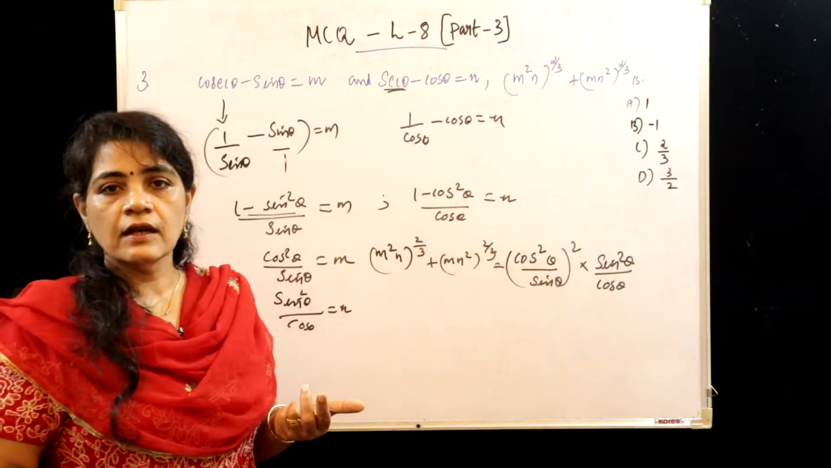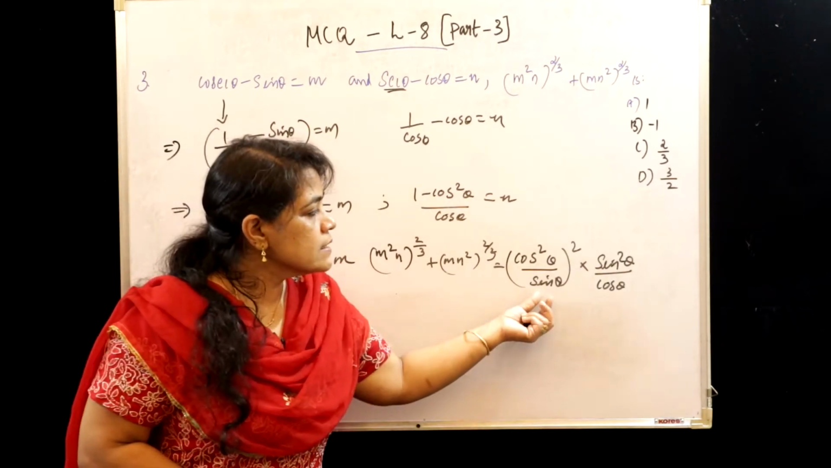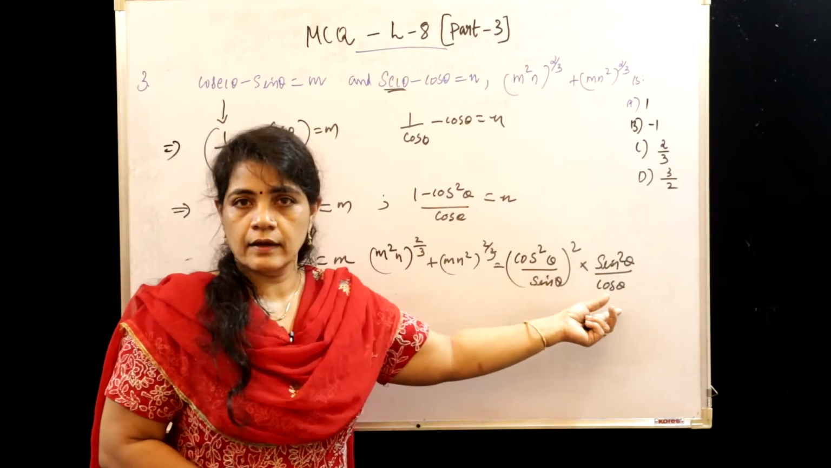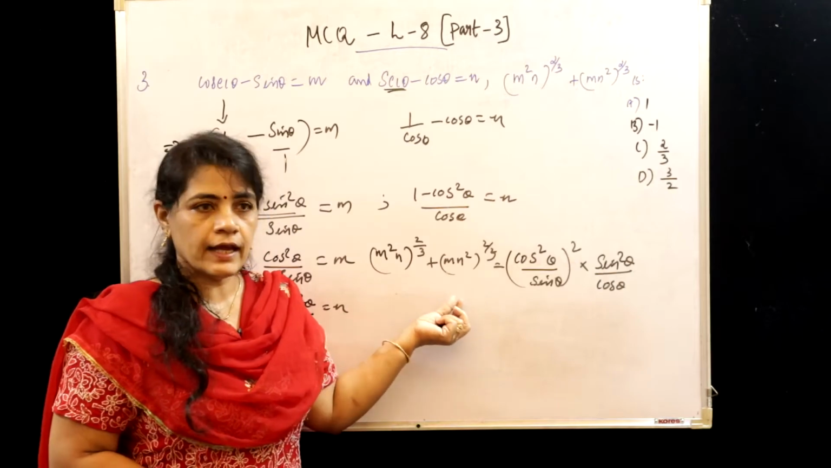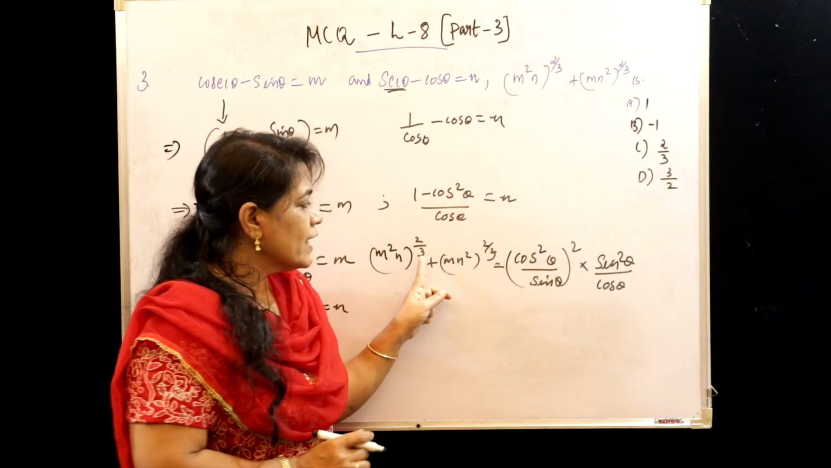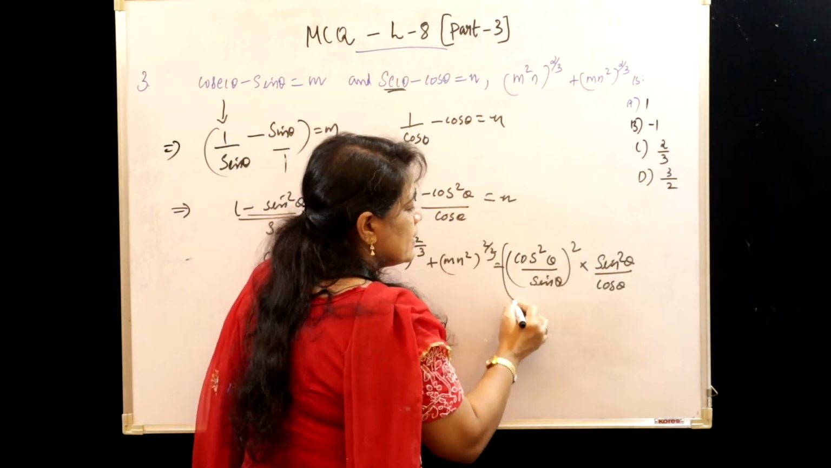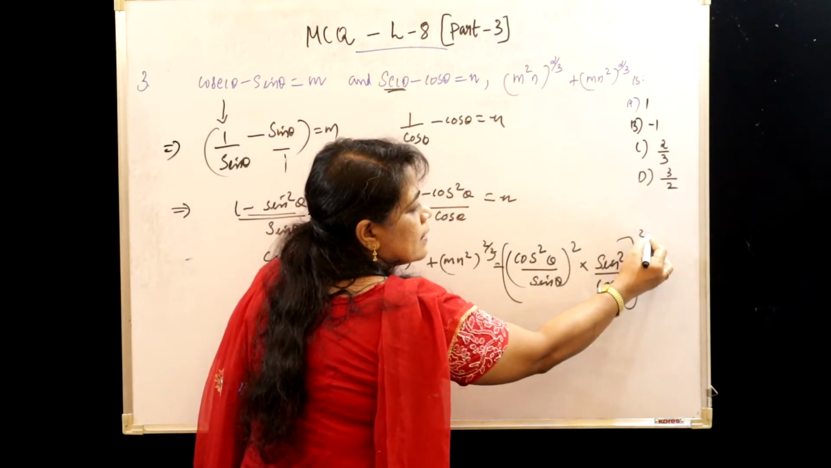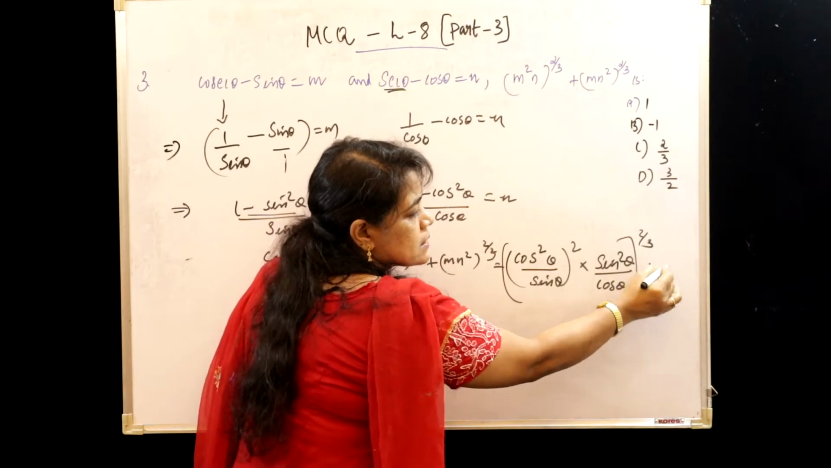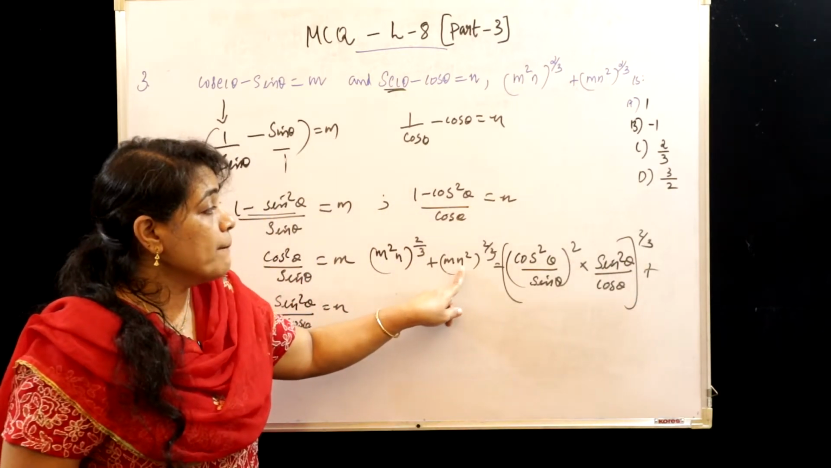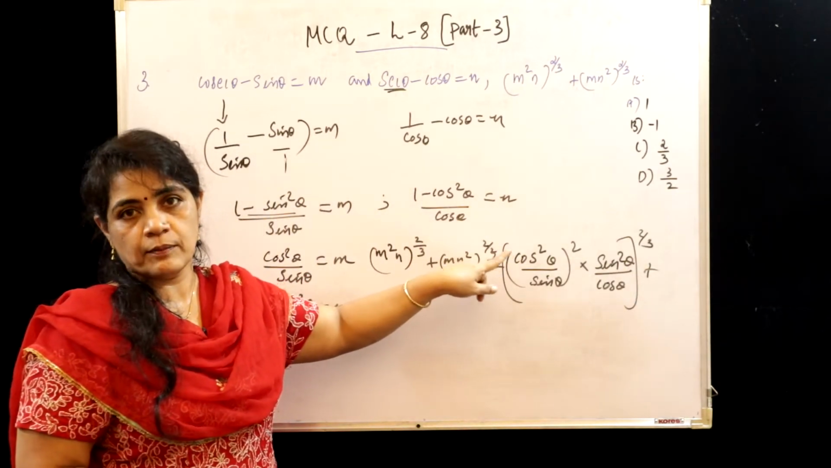Is the step clear, children? Okay. So this is, children, m square n. Okay, that is m square n, and we have to take its power 2 by 3. Okay, so 2 by 3, plus, what is the next term? mn square, power 2 by 3.